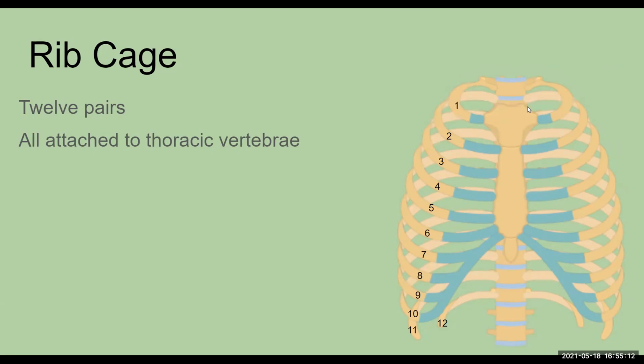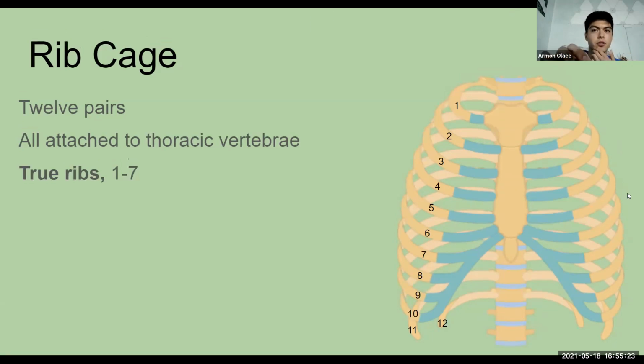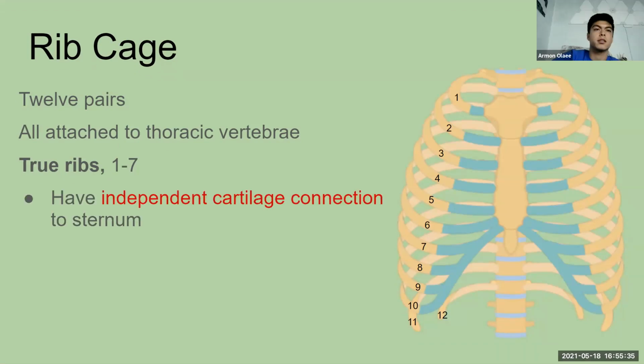1 through 6. Almost. It is 1 through 7. Does anybody know why it is 1 through 7? If you try to look at some of the features that ribs 1 through 7 share. 1 through 7 attaches directly to the sternum. Perfect. Yes, it has an independent cartilage connection directly to the sternum.